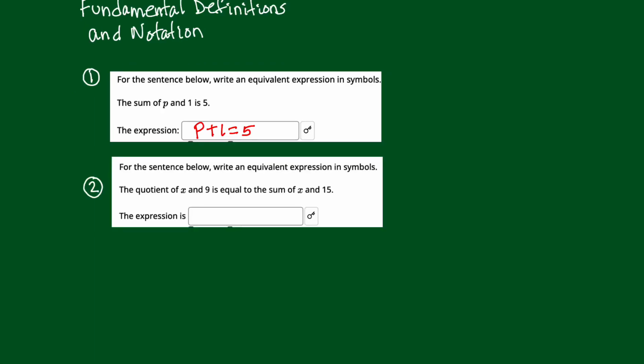Problem number 2, pretty much the same as problem number 1. What we are asked to do is to write an equivalent expression. So we're not writing an expression, we're going to write an equation because we're going to use an equal sign. And I know that because the word is in there. All right, so we want to write an equivalent expression using symbols.